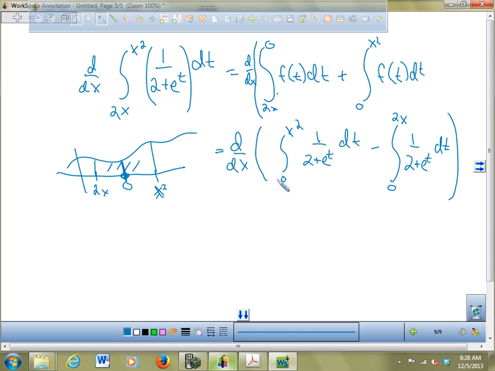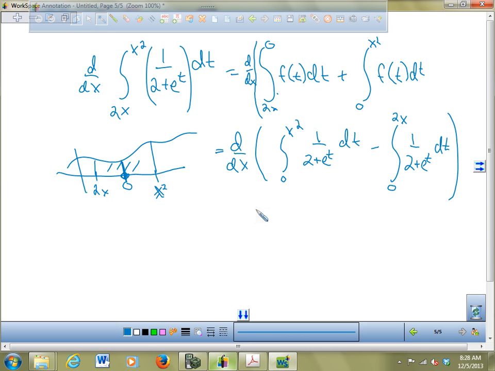So notice this is 0. This could have been a 5, right? It could have been a 10. It doesn't matter what's on the bottom, because when I take the antiderivative and then take the derivative, the constant part is going to disappear. So I don't have to worry about that.